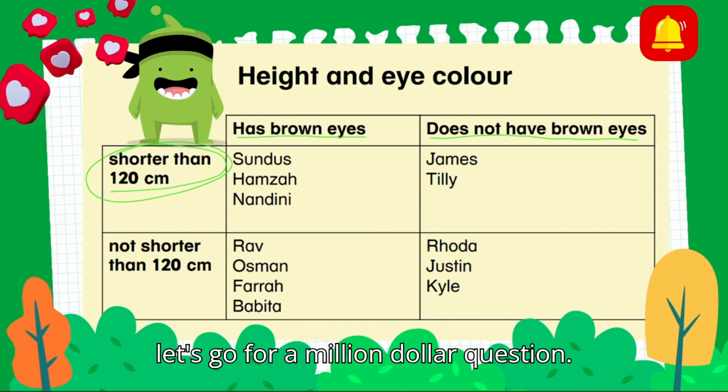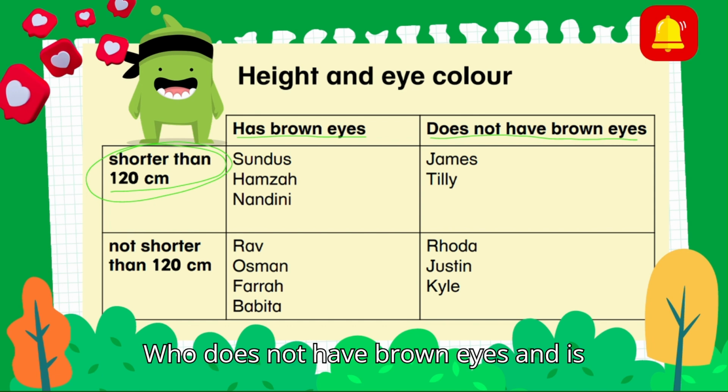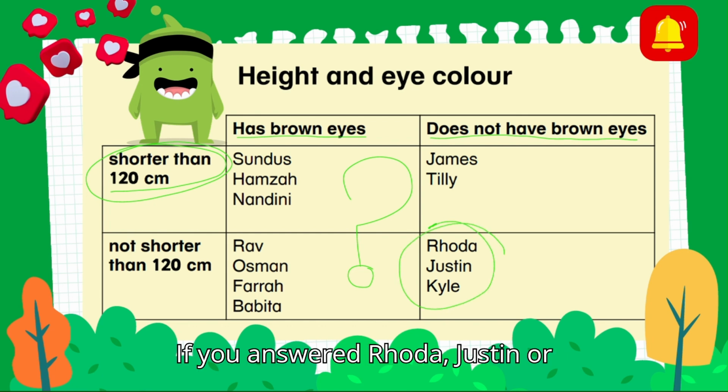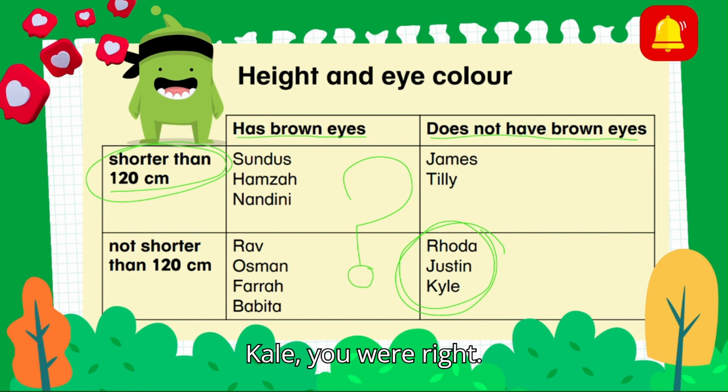So let's go for the $1 million question. Who does not have brown eyes and is not shorter than 120 centimeters? If you answered Rhoda, Justin, or Kyle, you were right.